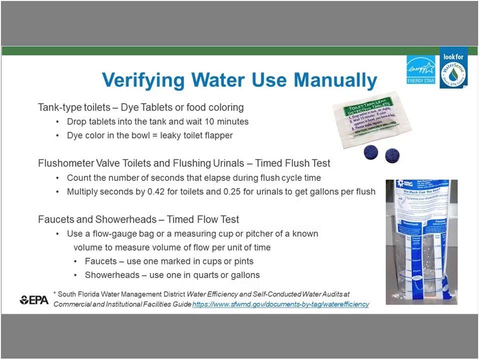And with faucets and shower heads, you really just want to do a time flow test where you can use a measuring cup or a flow bag, like you can see on the right side. They have markings on it to show how many gallons it is. You just time how long it takes to reach a certain volume, and that will help you figure out if it's flowing at a higher rate than you expect. I took these tips from a really great guidebook from the South Florida Water Management District, and it goes through every single thing you can do to check water use in a facility and how to do every step of an audit. If you are interested, that's a really great resource to use.